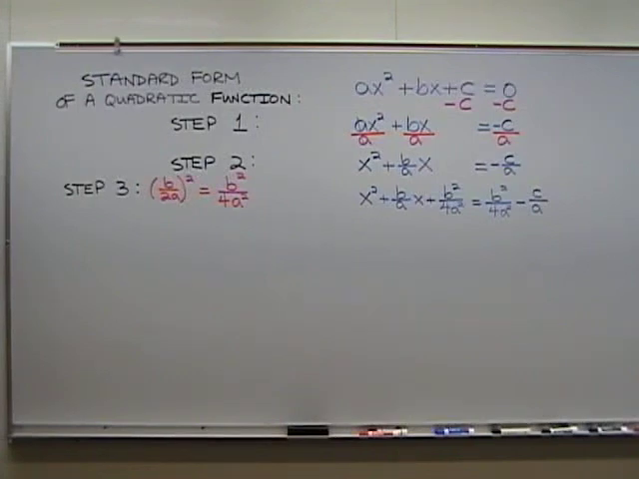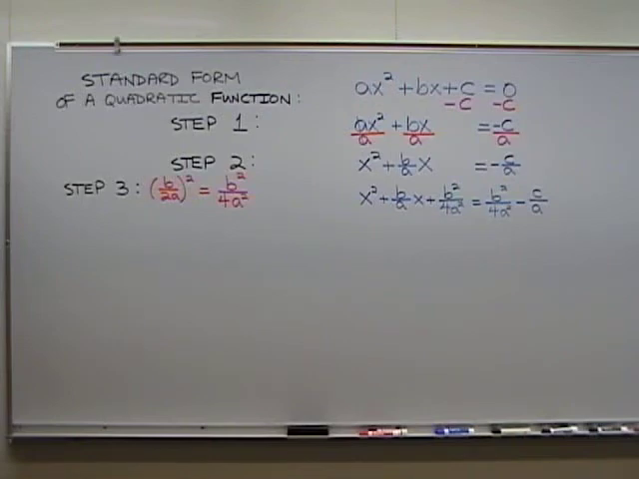As you can see in step 3, I've taken half the coefficient of x. Now half of b over a is b over 2a, and I've squared that, which gave me b squared over 4a squared. Now that's the amount that I've added to both the left and the right side of the equation. Now you notice on the right side of the equation I put the b squared over 4a squared in front of the negative c over a.